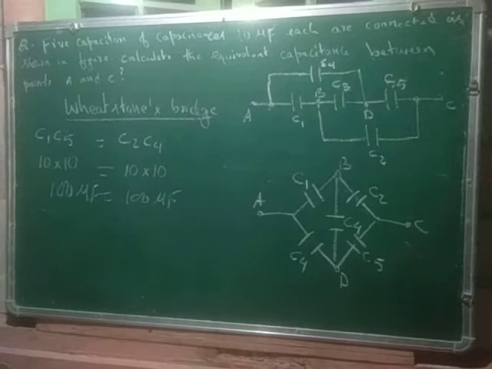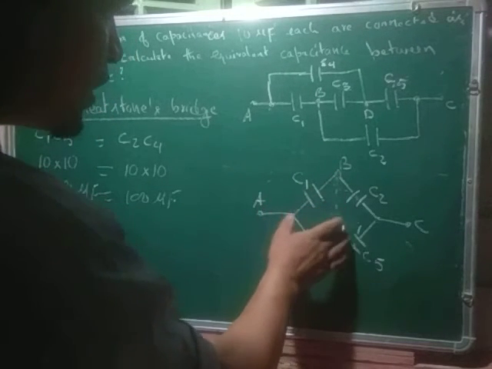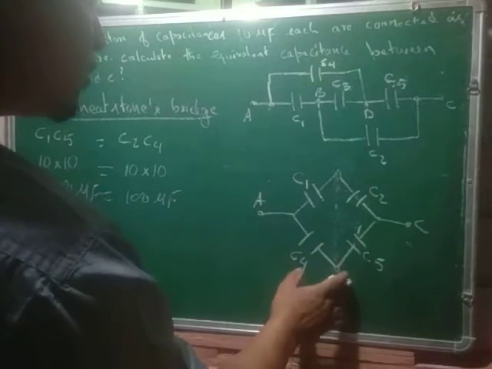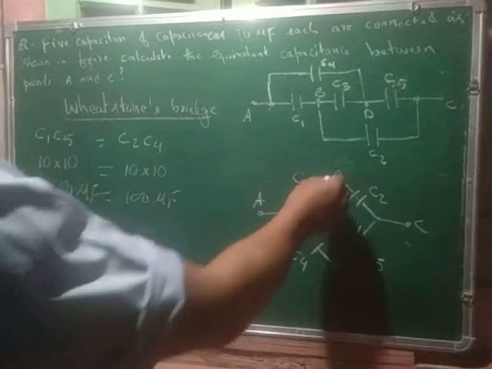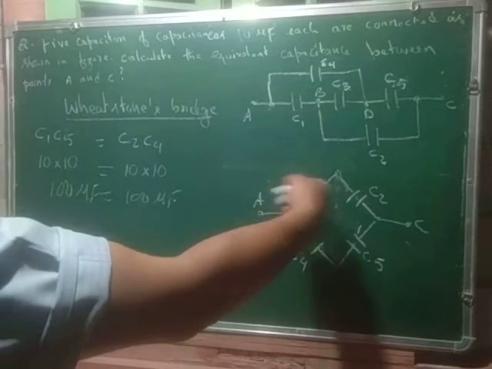So when the bridge is balanced, what happens? This bridge, I will remove. That means there will be no more point B and no more point D, because they are at the same potential. Because the products of the opposite arms are equal, the bridge is said to be balanced. That we will do better in the next chapter. So that circuit now will be further reduced to this one.